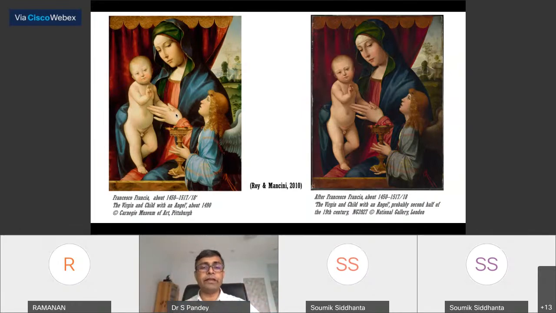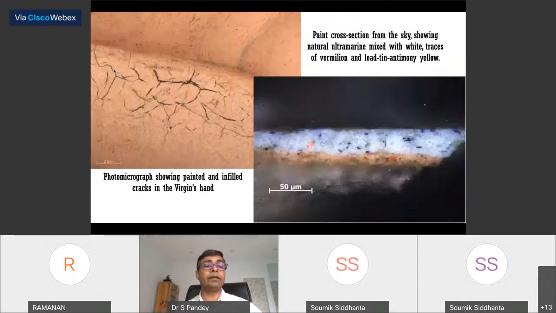And when it was investigated through scientific means, it was found that these are not cracks. They're in fact painted. So this is an imitation of crack which was painted on the hand to give it a look of an original painting.